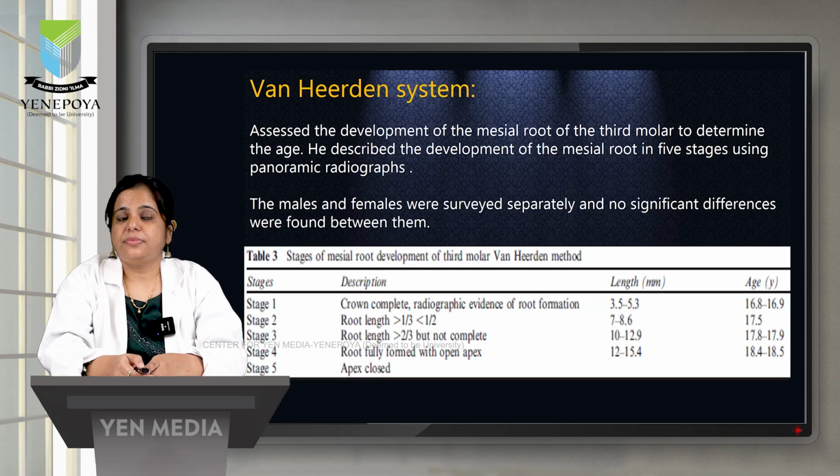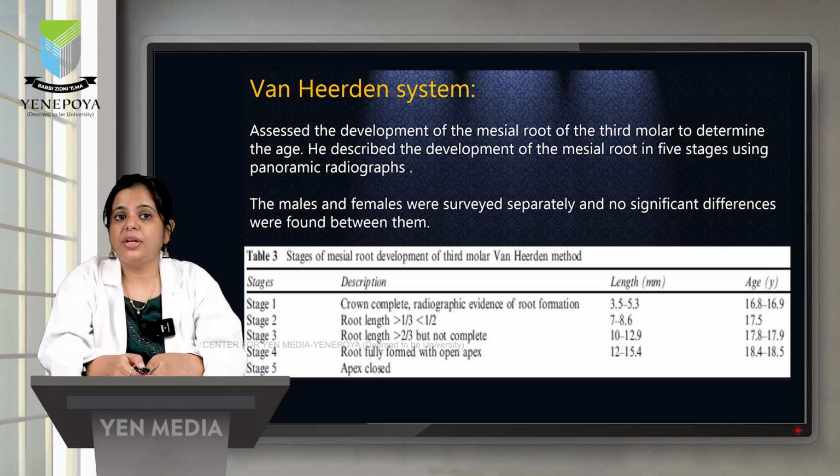In the Van Heerden system, they assessed the development of the mesial root of the third molar to determine the age. He described the development of the mesial root in 5 stages using panoramic radiographs. The males and the females were surveyed separately and no significant differences were found between them. Now, here the table shows the stages of the mesial root development of the third molar by using the Van Heerden method. Stage 1, crown complete, and there is radiographic evidence of root formation.